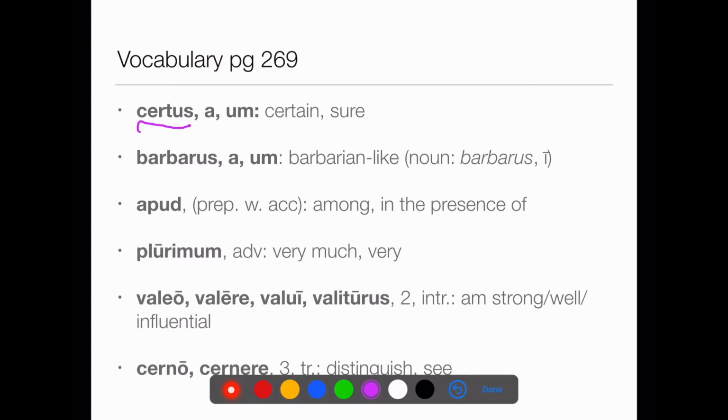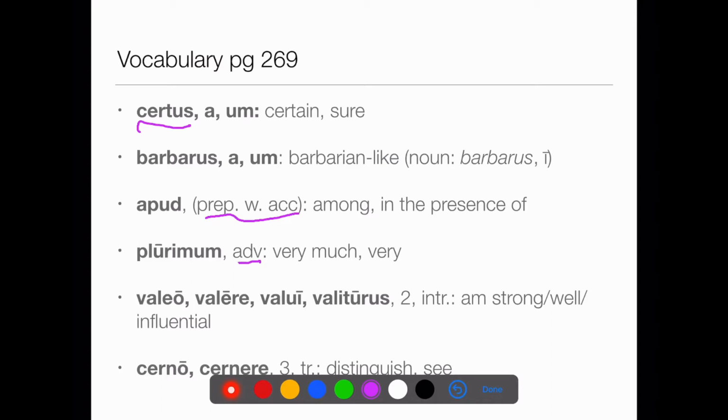Apud is a preposition that takes the accusative, and it means among, in the presence of. Plurimum is an adverb, meaning very much or very. Valeo, valere, valui, valiturus is a second conjugation verb that means am strong. Valeo means am strong, am well, or am influential.